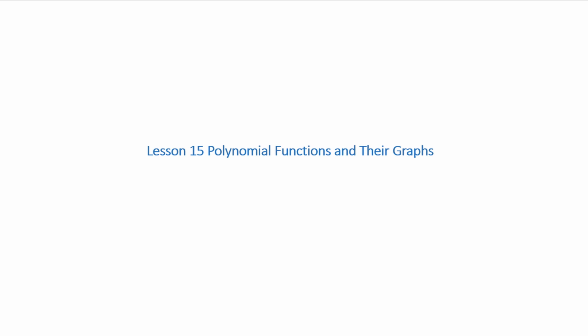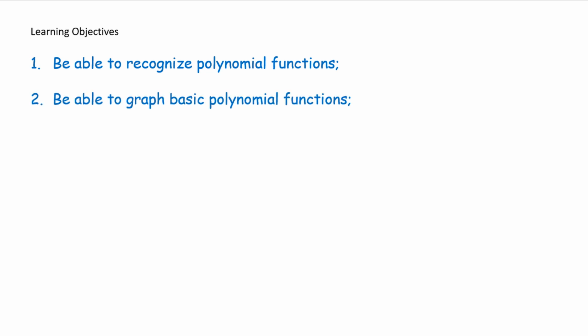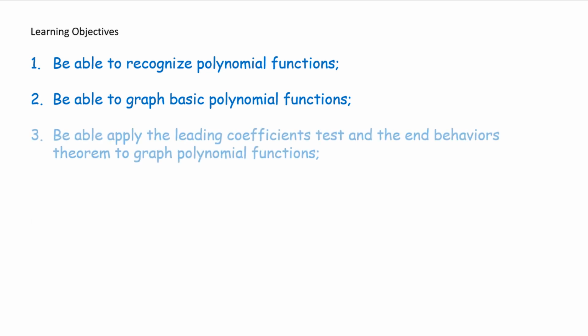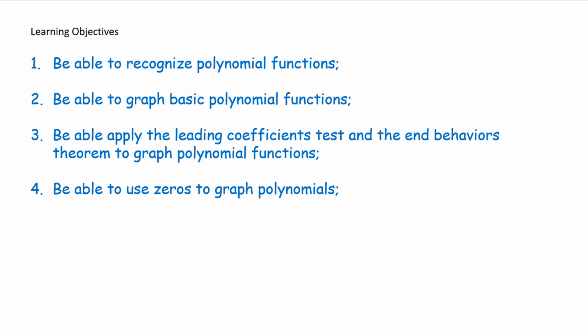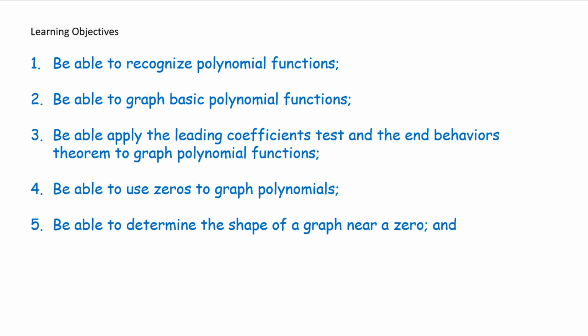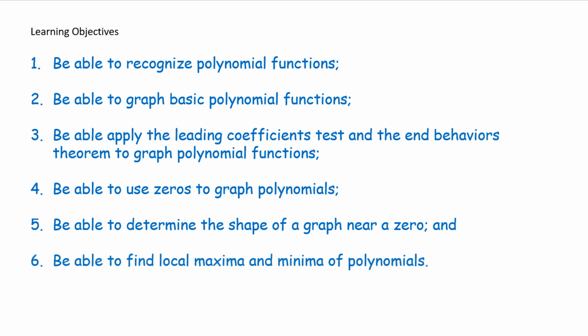Upon successful completion of this lesson, you will: 1. Be able to recognize polynomial functions. 2. Be able to graph basic polynomial functions. 3. Be able to apply the leading coefficient test and the end behaviors theorem to graph polynomial functions. 4. Be able to use zeros to graph polynomial functions. 5. Be able to determine the shape of a graph near zero. And 6. Be able to find local maxima and minima of polynomial functions.